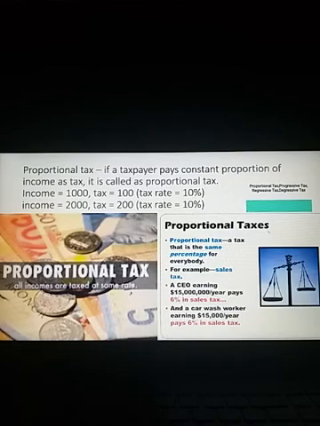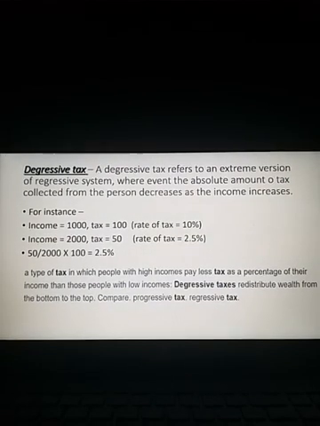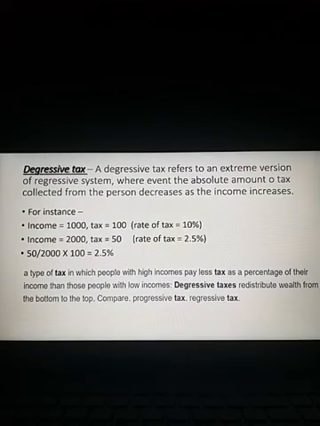Let us move on to the last type, degressive tax. I repeat, degressive. A degressive tax refers to an extreme version of regressive. Just remember one word: extreme version of regressive is called degressive, where even the absolute amount of tax collected from the person decreases as income increases. In regressive, only the rate of tax decreases and the absolute amount of tax collected does not decrease. But here, not only the rate of tax but also the amount of tax collected decreases.